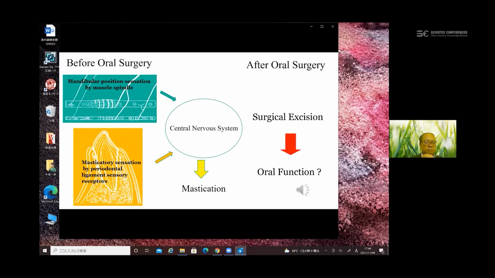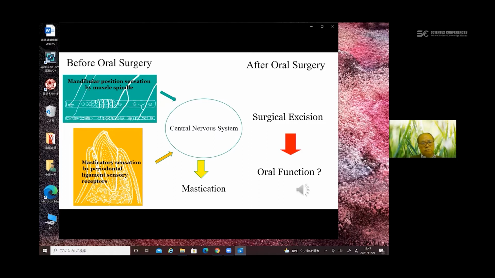This slide shows an image of dysfunction of mastication in the patients after the surgery. Mastication is known to involve complex movements and sensations. Mandibular position sensation is transmitted from the muscle spindles to the central nervous system during jaw movement. Masticatory muscle activity is also subtly regulated by food texture information from the mechanical receptors of the periodontal ligament of the tooth. Before the surgery, the patient maintains these neural function systems.